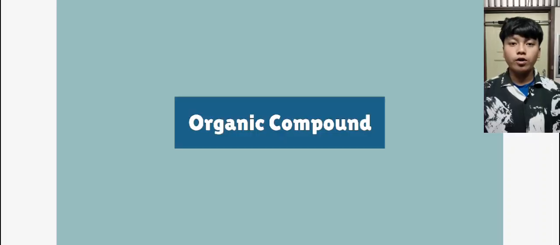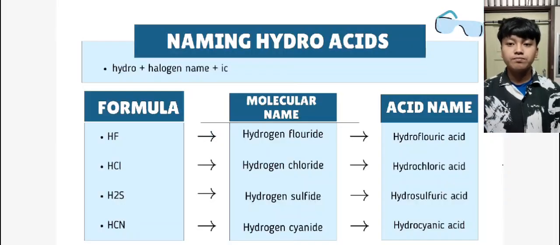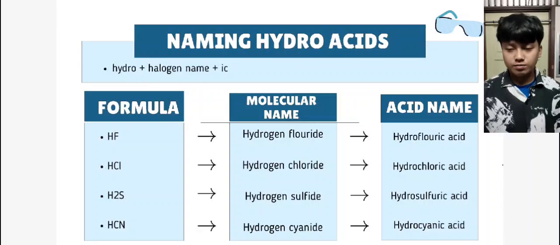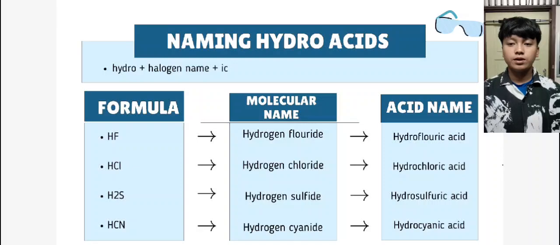I'm going to be talking about naming hydroacids. It includes hydro, the halogen name, and also -ic. Acids which do not contain oxygen are named by adding the hydro prefix to the root name of the element, followed by the -ic suffix.